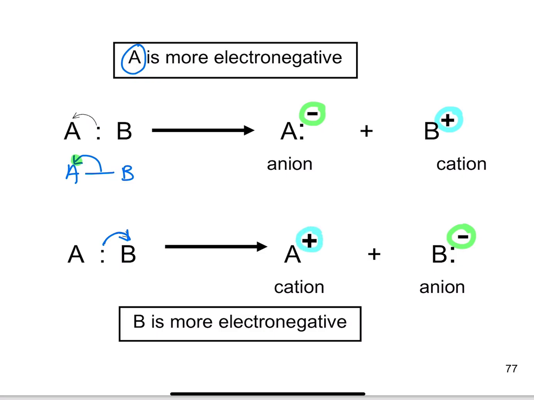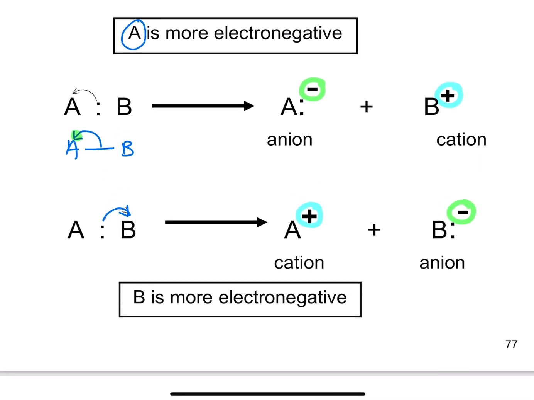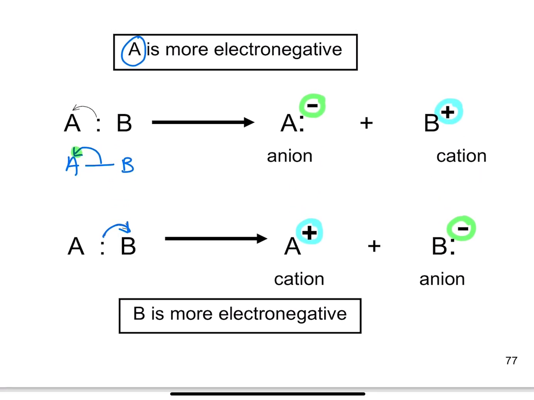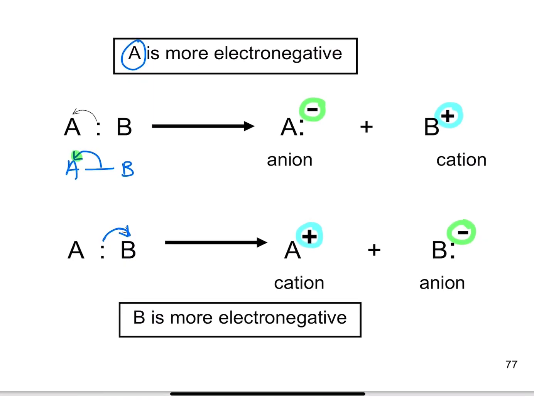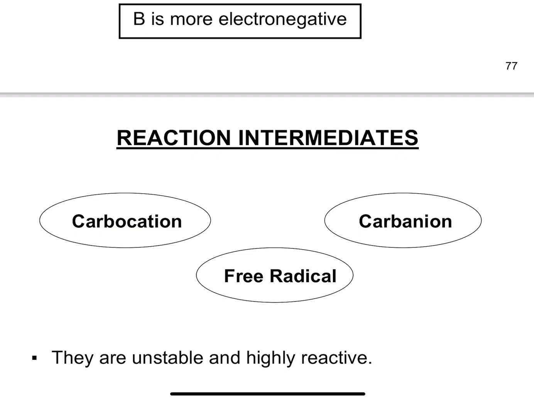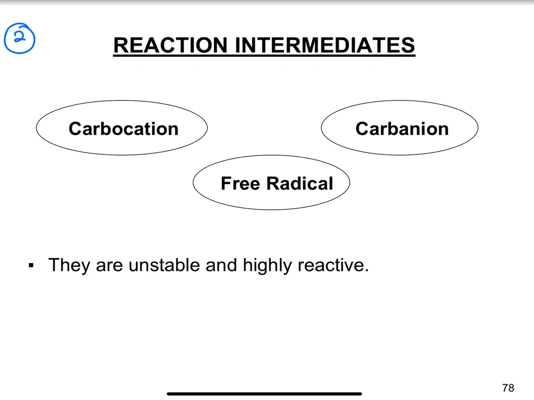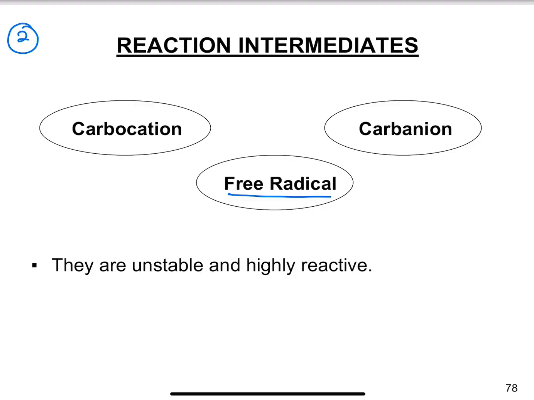All right, so this is the end of part 1, which is types of bond breaking. Now we are going to go to part 2, types of reaction intermediates. So there are 3 types of reaction intermediates. Free radical, we have seen this term before. Now carbocation, carbanion. So this is basically referring to cation and anion also.